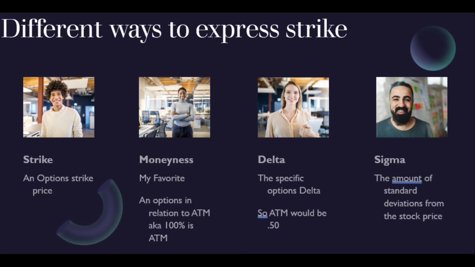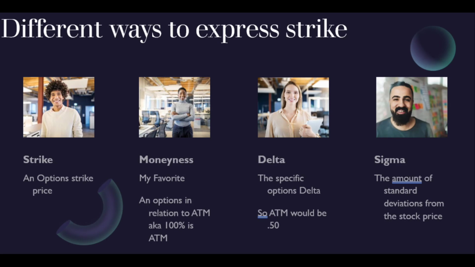All right, so there are different ways to express the strike when you're looking at those 3D fancy little implied volatility surfaces, right? You got the strike, which is the option strike price. You got the moneyness, which is my personal favorite. It's the relationship of that option to at the money, right? AKA 100% is at the money, 95% is out of the money, 110% is in the money.